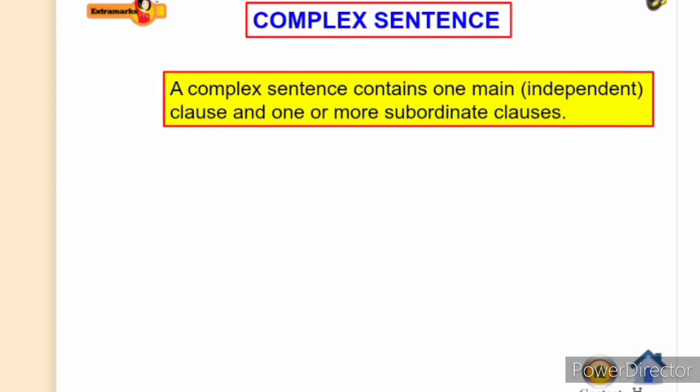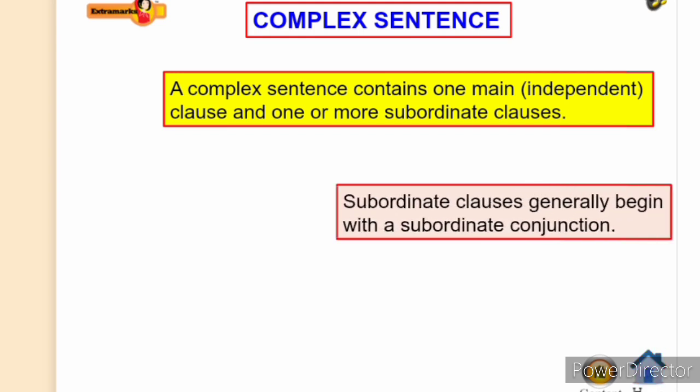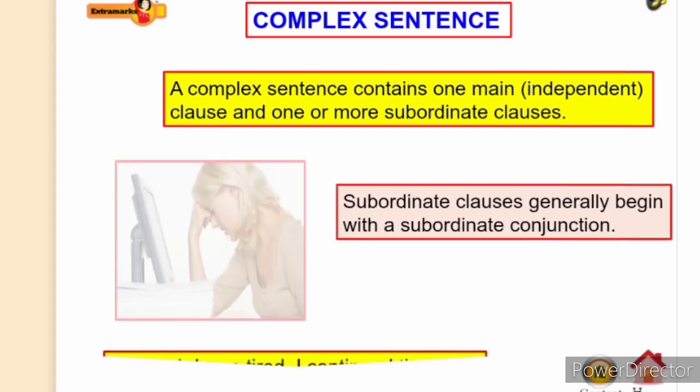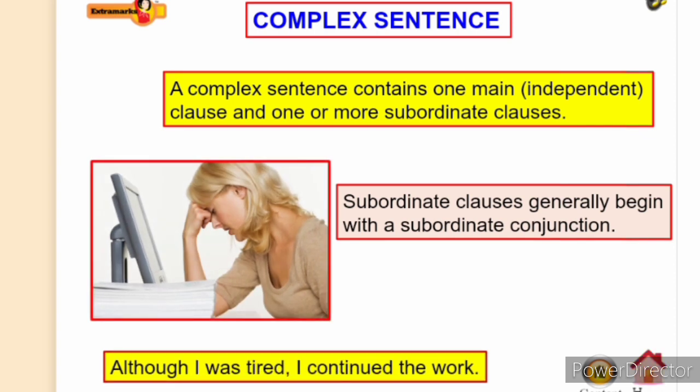A complex sentence contains one main independent clause and one or more subordinate clauses. Subordinate clauses generally begin with a subordinating conjunction. Example: although I was tired, I continued the work.